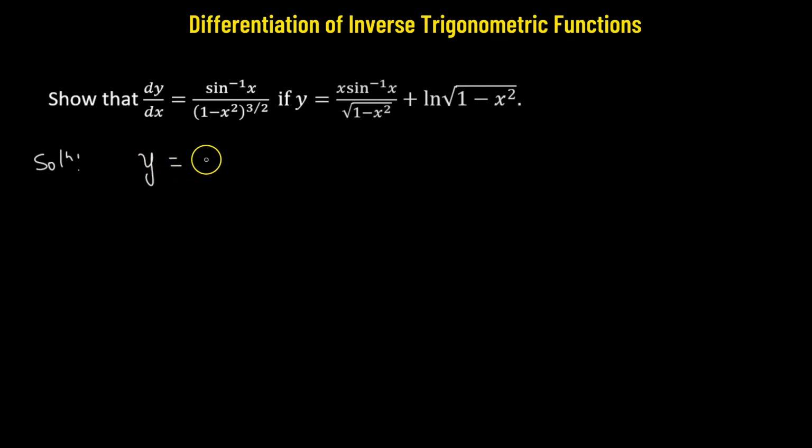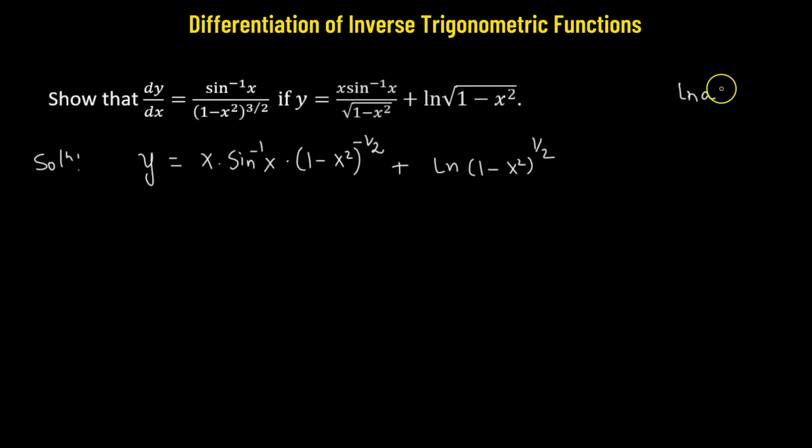So we have y equals x times sine inverse of x. What we'll do is take the expression square root of 1 minus x squared from the denominator to the numerator. That means we multiply it by 1 minus x squared all raised to the power of negative half, plus natural log of 1 minus x squared raised to the power of half. If we apply the property that log of a raised to the power of b equals b times log of a, we can rewrite this as half, and we can get rid of this half from here.